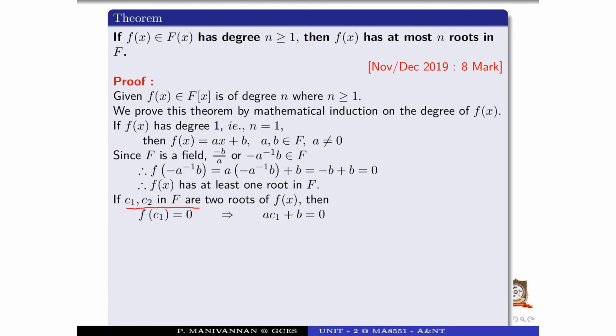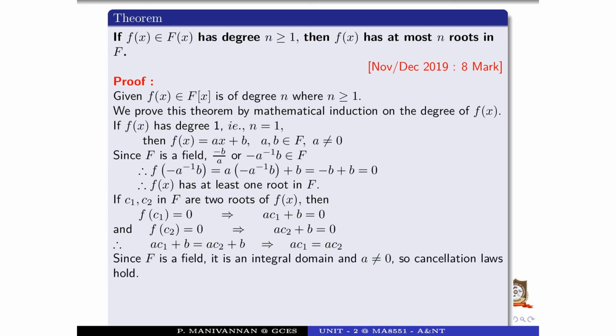If it has two roots, then what is the condition? f of c1 is also equal to 0, so a c1 plus b equals 0, and also c2 is a root. f of c2 equals 0, which implies a c2 plus b equals 0. These two are equal to 0. Simplifying and eliminating a, we get c1 equal to c2. Then what is the condition?